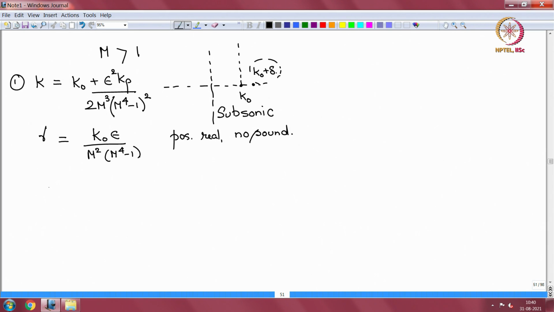Now second, the root near kp, that is k equal to kp plus I epsilon kp by 4m square root of m square minus 1. This positive sign is chosen with reference to appropriate damping of a pole for positive x direction.